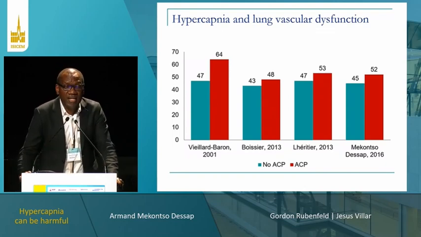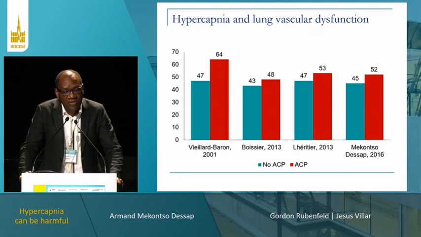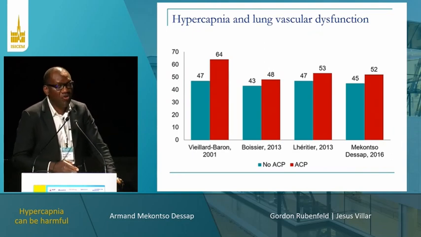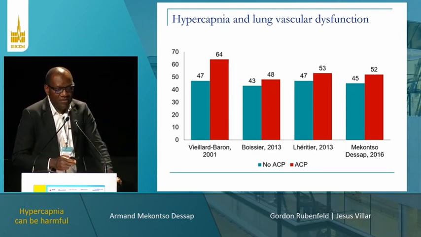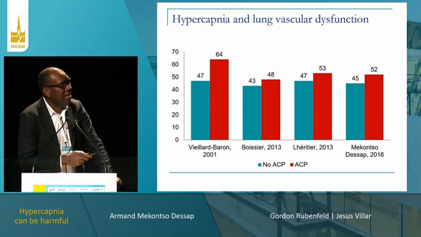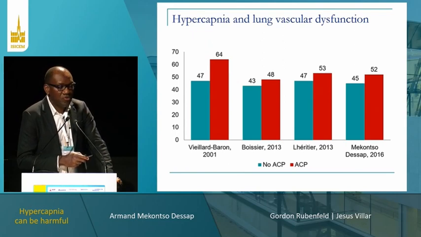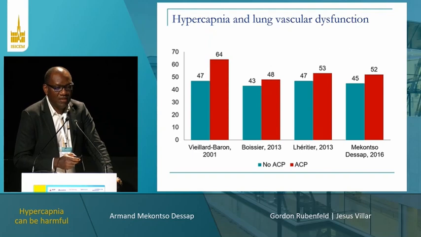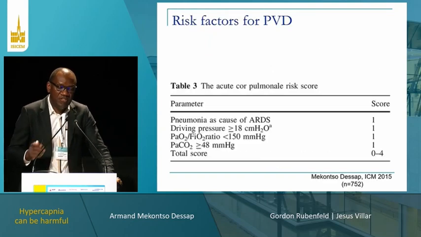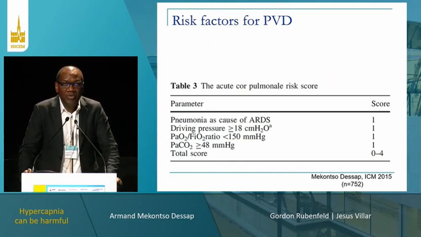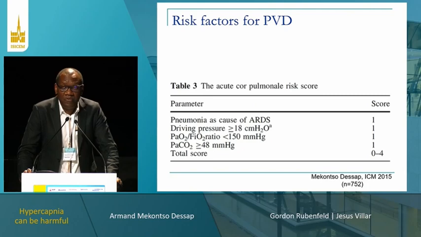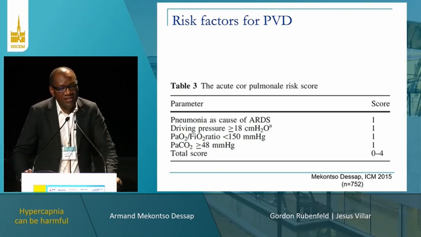And globally, when you look at the literature on lung vascular dysfunction, patients presenting with acute cor pulmonale, which is the typical feature of pulmonary vascular dysfunction, often have higher values of PCO2, here in red, as compared to those without acute cor pulmonale. We did a large observational study in more than 750 patients looking at the risk factors for cor pulmonale during human ARDS, and these are the 4 factors independently associated with cor pulmonale.